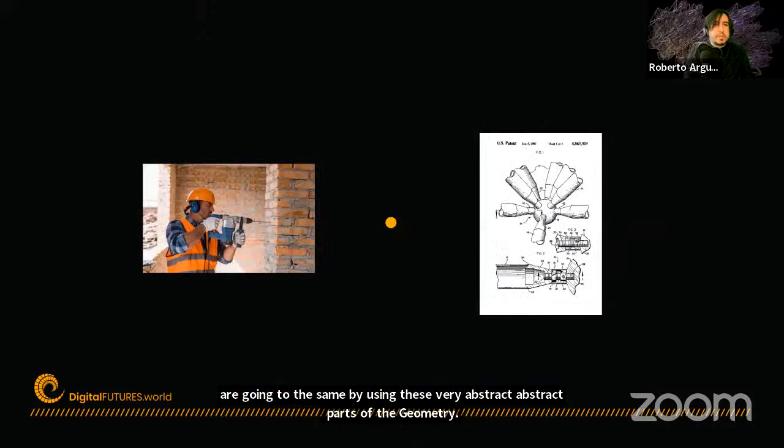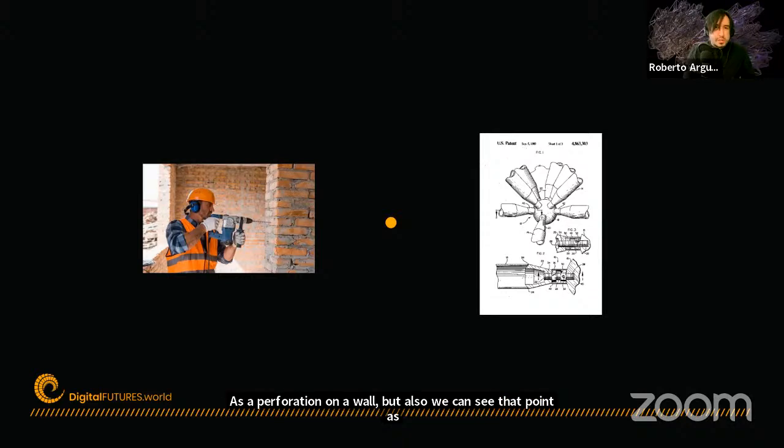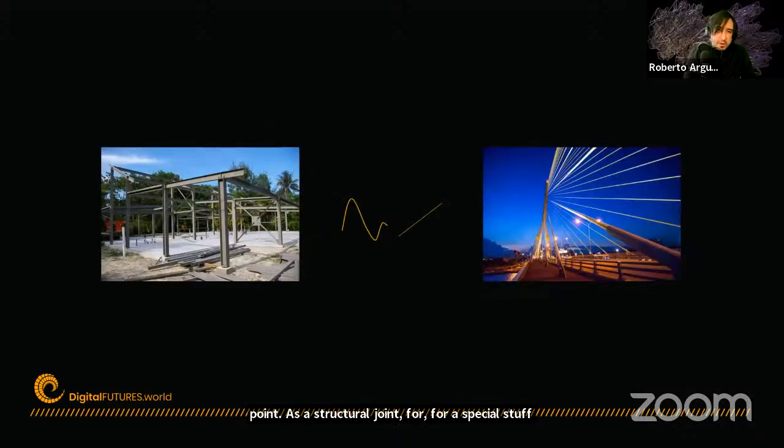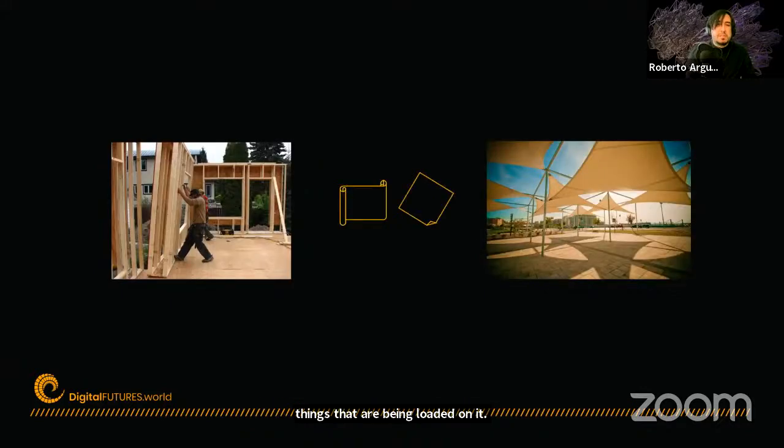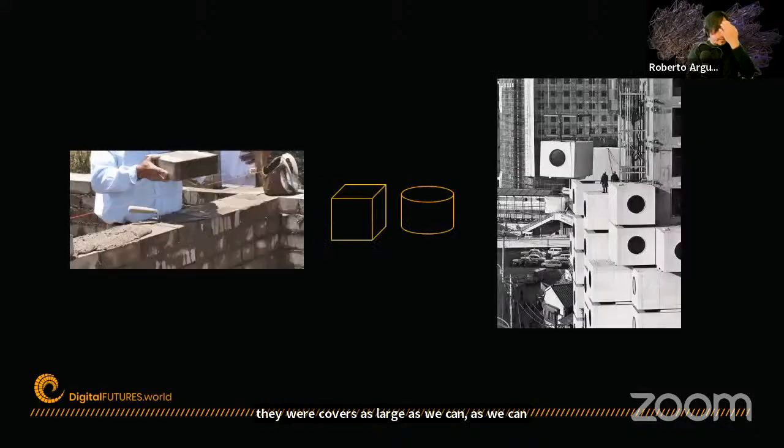So we can see the point as a perforation on a wall, but also as a structural joint for a spatial structure. We can see the curves or the lines as steel beams for whatever building we are doing in a conventional way, but also as cables that are tensioning to support the things that are being loaded on them. We can also see the planes or the surfaces as walls, but also as covers, as large as we can manufacture them. And also, why not? We can see volumes as modular blocks for building other shapes at a very small scale, but also as modules of larger scales, like for example, entire houses maybe.